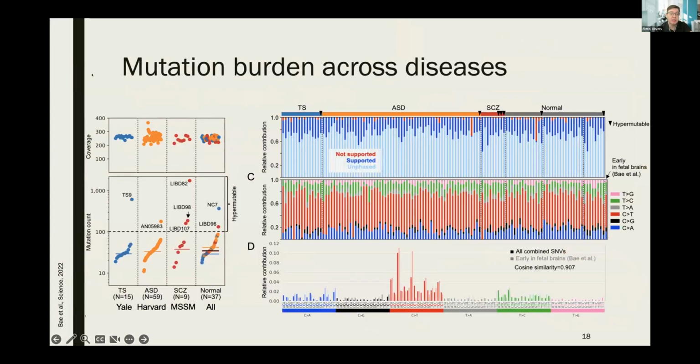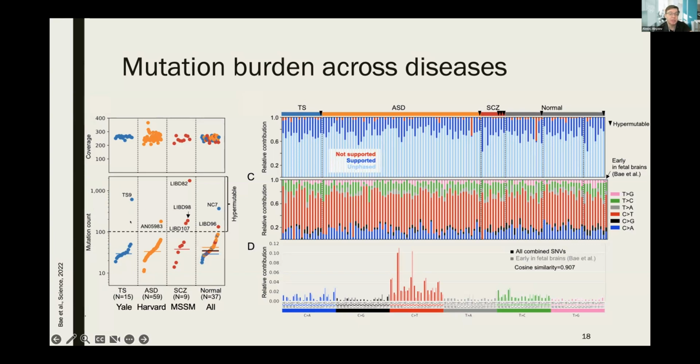This is an analysis of all the data. I won't go into much detail, just give you a small preview. This is the coverage we had per sample. We had three different cohorts, Tourette syndrome, autism, and schizophrenia, and then we had normal brains. They were sequenced to roughly the same coverage, between 200 and 300x. This is the number of mutations we discovered per brain, in log scale. Typically we discovered about 20 to 60 somatic mutations in a brain.